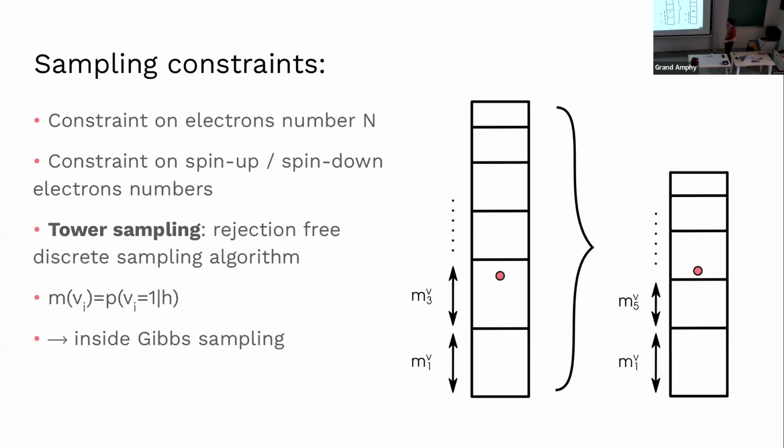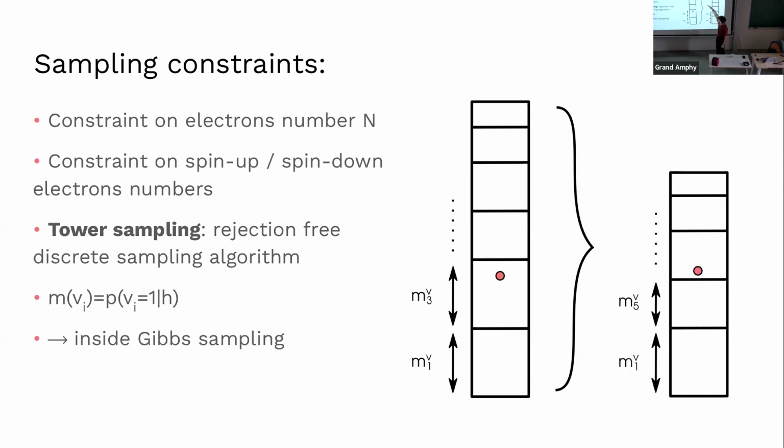There is a little subtlety: in the traditional Gibbs sampling, for example for digits, I don't care about the number of 1s. But here I want the number of 1s to be equal to the number of electrons. And I'm only considering closed-shell systems here, so I also want the number of spin up electrons to equal the number of spin down electrons. So I use the tower sampling algorithm, which is a rejection-free discrete sampling algorithm, and is very simple.